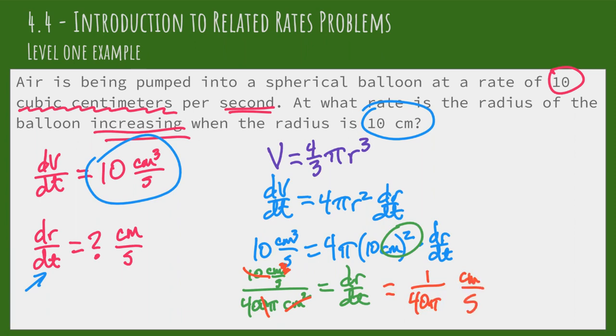centimeters per second. And we can confirm here that the units that we got match the units that we were expecting. So this answer seems like it would make sense. So again, as the volume changes, the radius is changing, and a small change in volume is going to affect the radius in this way. So when the radius is 10 centimeters, the radius is increasing by 1 over 40 pi centimeters per second, which is not very fast.